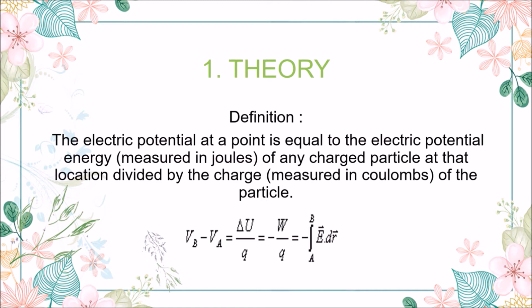The electric potential at a point is equal to the electric potential energy, measured in joules, of any charged particle at the location divided by the charge, measured in coulombs, of the particle. This means that the electric potential indicates how much potential energy a single point charge at a given location will have. Since the charge of the test particle has been divided out, the electric potential is a property related only to the electric field itself and not the test particle. Another way of saying this is that because potential energy is dependent on charge Q, the Q in the equation will cancel out, so V is not dependent on Q.